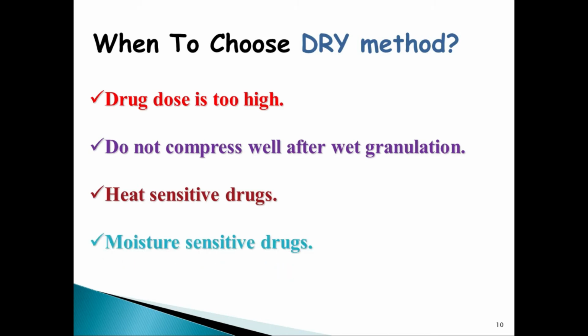Then thirdly, moisture sensitive drug, that you have also said. Those drugs which remain unstable, which are very hygroscopic or deliquescent in nature, will get converted into liquid after coming in contact with a small amount of water. Then also you can choose the dry methods. The examples of moisture sensitive drugs are aspirin and vitamins. These are generally moisture sensitive drugs. For manufacturing of their tablets, mostly we use dry methods.